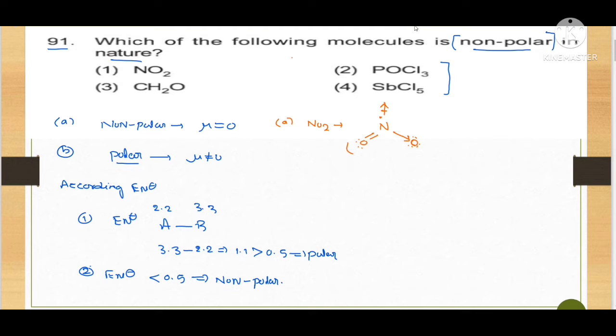Here the two oxygens have different dipole moments. That's why the net dipole moment is not equal to 0. Why? Because they have different directions. In this, two oxygens have different dipole moments and the odd electron has a different direction of dipole moment. That's why the net dipole moment is not equal to 0. That means this is a polar molecule.